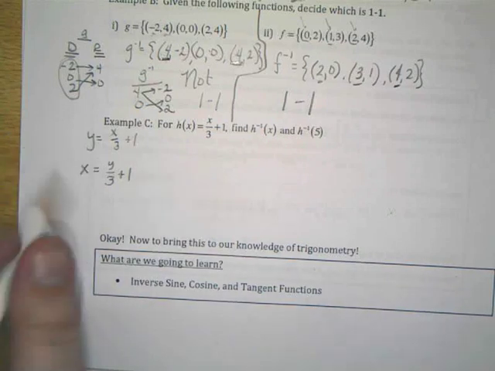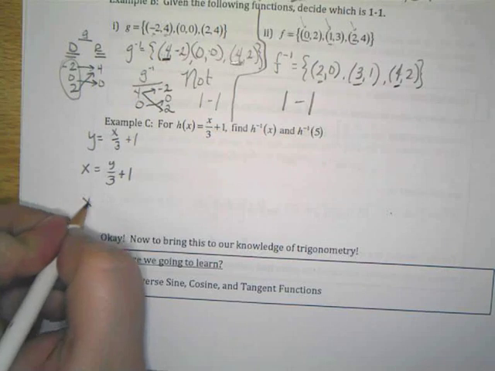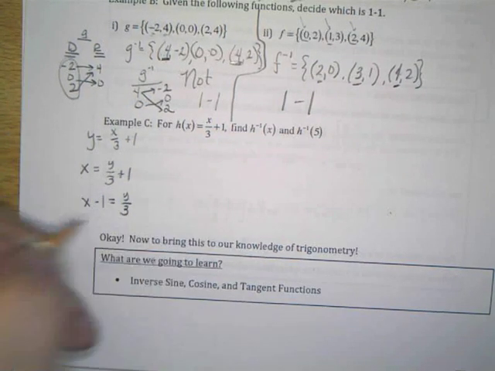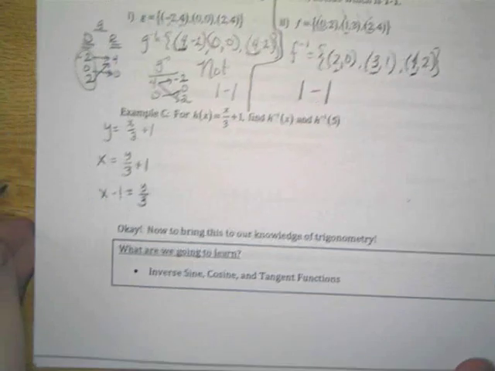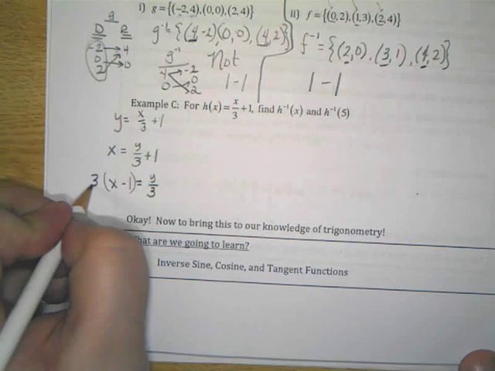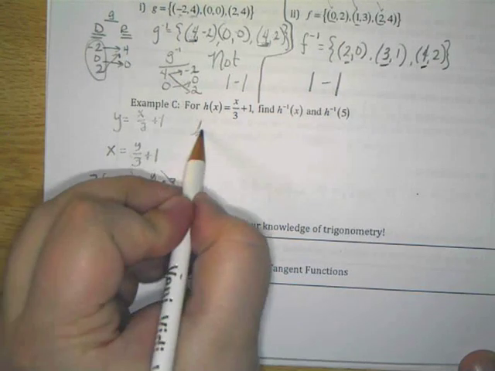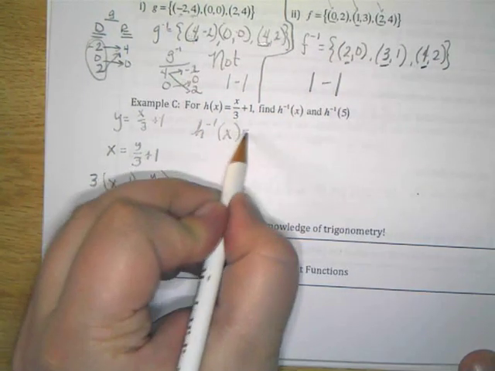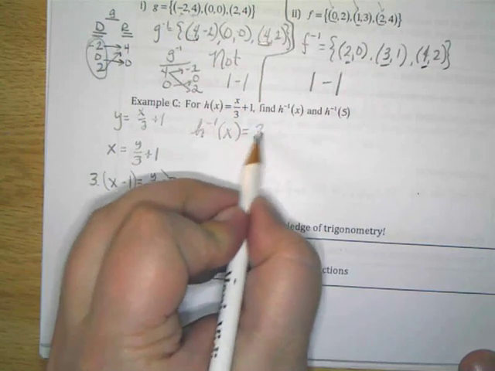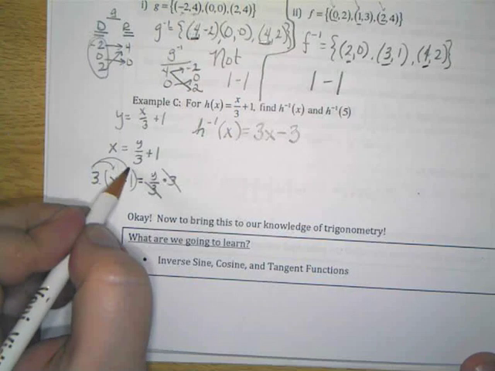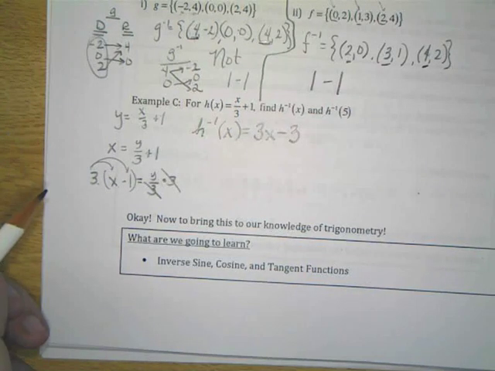Okay, so solve for y. So the first thing I'm going to do is minus the 1. And then how do we undo a divide by 3? We got to multiply by 3. So h inverse of x is equal to 3x minus 3. I just distributed the 3 over here. Okay, so that seemed pretty straightforward.